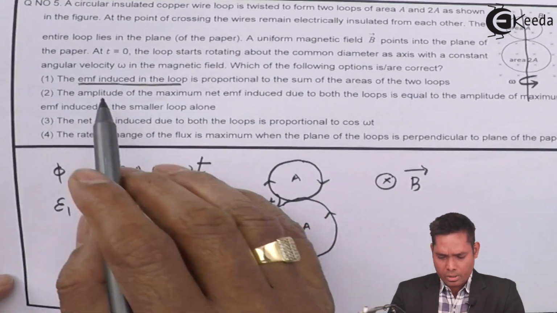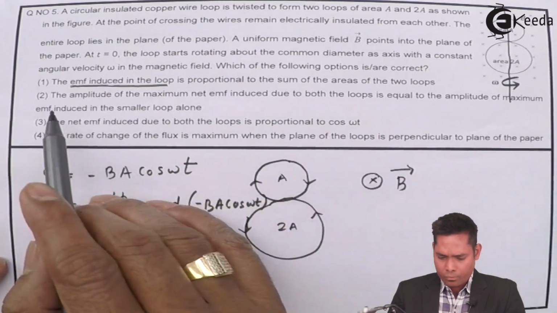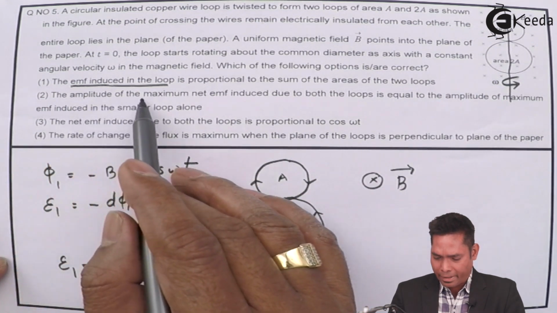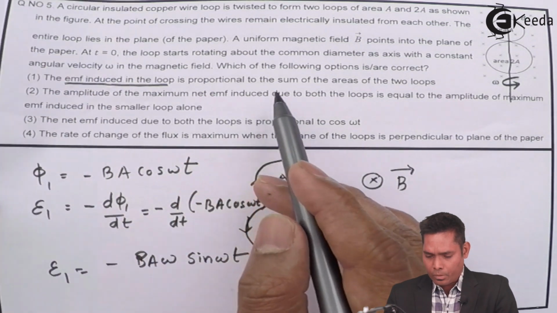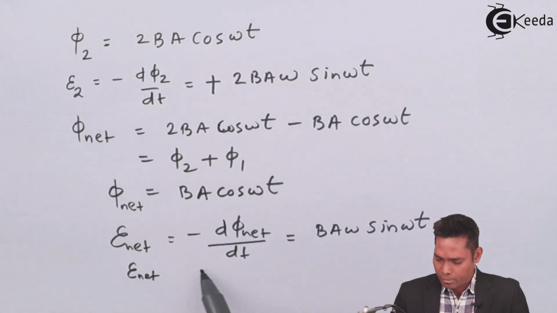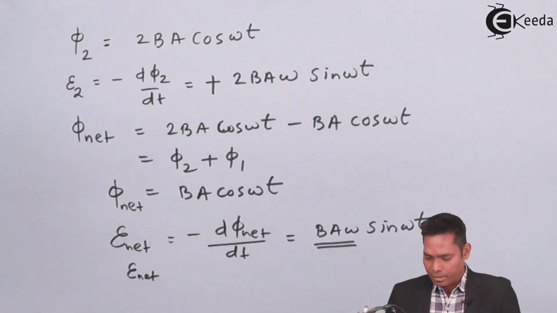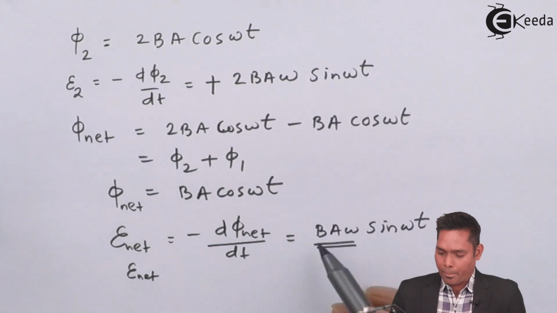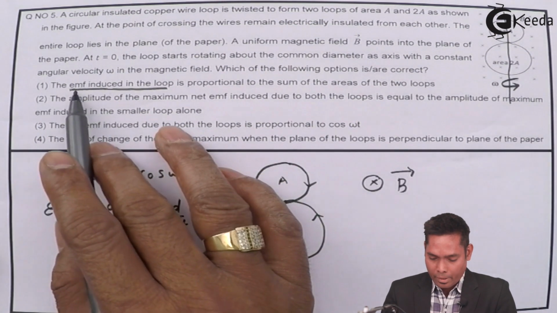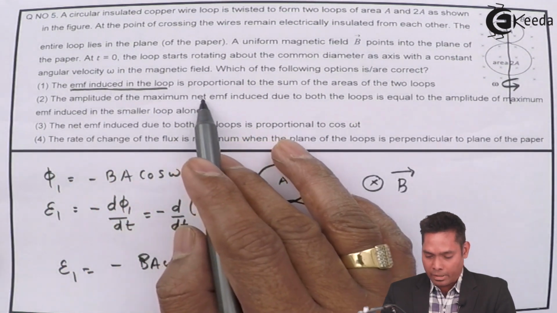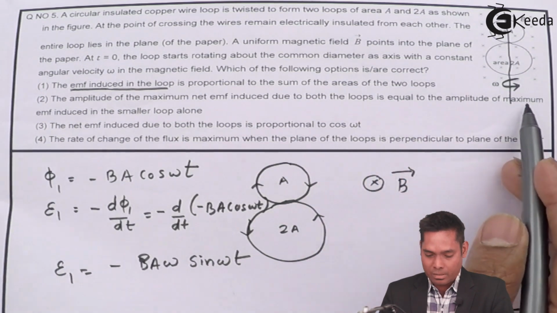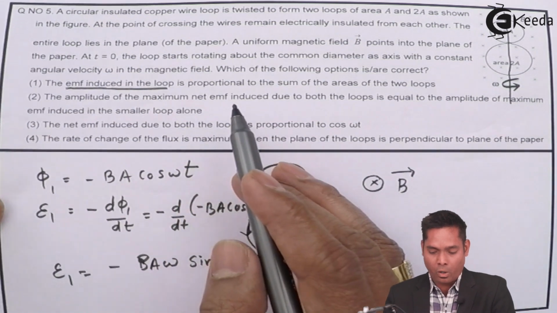The option is about the amplitude of the maximum induced EMF. This option I can check first. The amplitude of the maximum net induced EMF is this one, that is BA omega. The maximum value is BA omega. The option says the amplitude of the maximum net induced EMF due to both the loops is equal to the amplitude of the maximum EMF induced in the smaller loop alone.